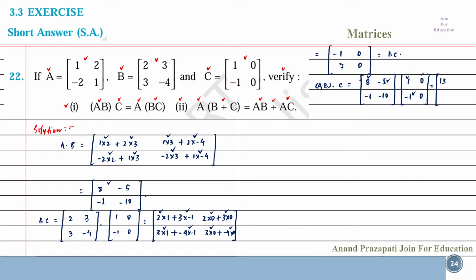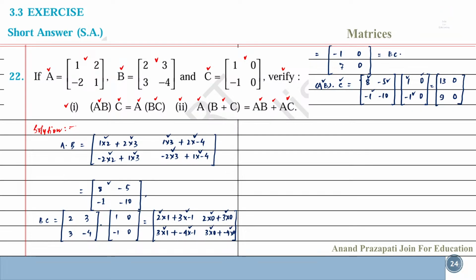this one will be 0. So we write down here 0. Minus 1 into 1 equal to minus 1. Minus 10 into minus 1 equal to 10. So 10 minus 1 equal to 9, and here will be 0. So this is the AB into C equal to 13 9 0 0.